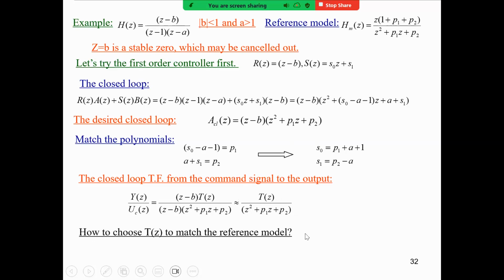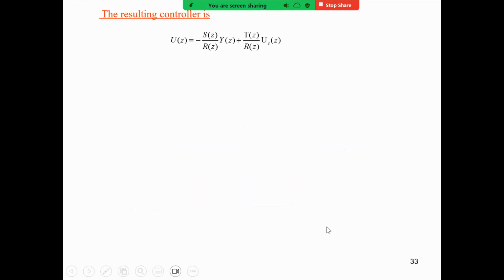So how do we choose T to match the reference model? Here you just choose T by this one. In this way, you can have a perfect tracking, right? Perfect tracking. Then this will be the resulting controller. This is the feedback part. This is the feed-forward path. But now it's expressed in terms of the transfer function.